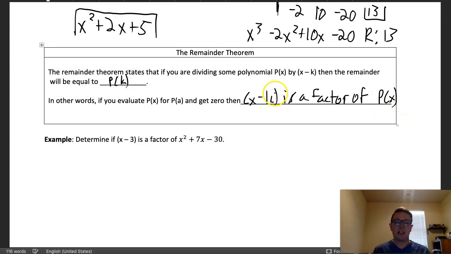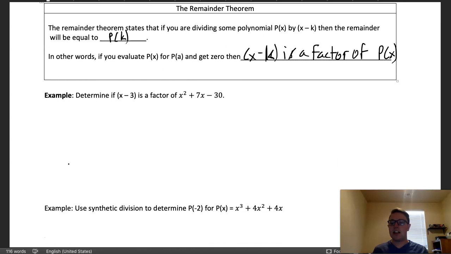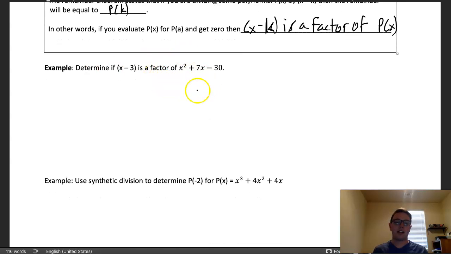Let's break down what that means. This means we can divide by any number k, and if we get a remainder of 0, that means that x minus k is a factor of p of x. Let's go ahead and put this to use. We're going to try to determine if x minus 3 is a factor of this function. How are we going to do that? Well, we're going to synthetically divide and see what our remainder is.